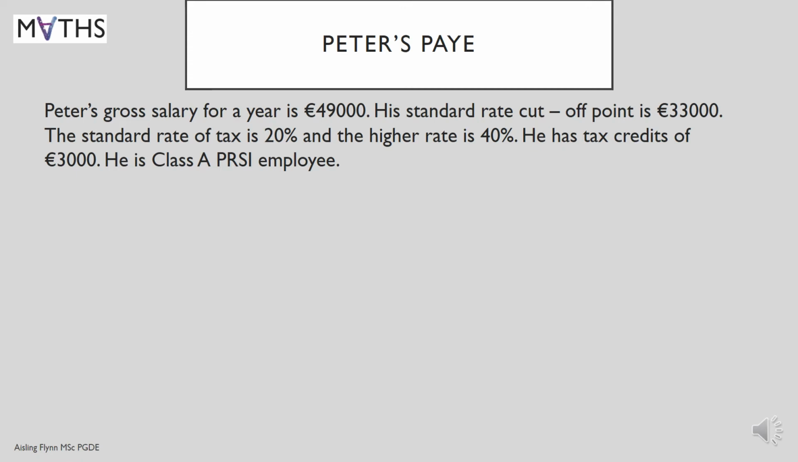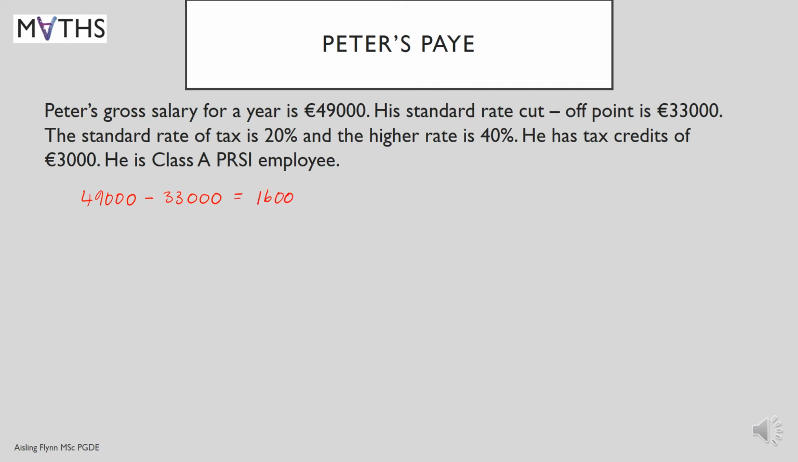We've standard rate and higher rate. So let's calculate that. Firstly, he earns €49,000 and 33,000 of that will be taxed at standard rate, but how much remains to be taxed for higher rate? So 49,000 take away 33,000 and you get 16,000.